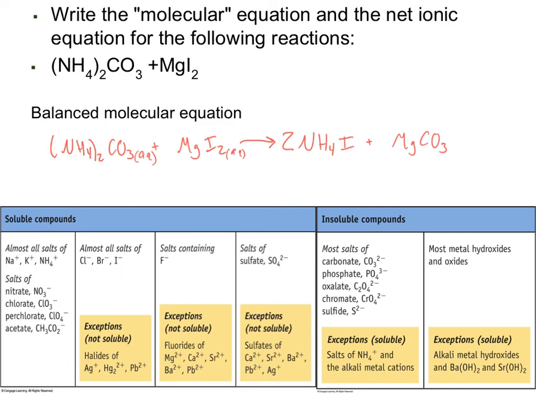On our product side, once again, almost all salts of ammonium are soluble. We don't see iodide as an exception. And similarly, almost all salts of iodide are soluble, and ammonium is not an exception. And so we can see that ammonium iodide will remain aqueous. Magnesium carbonate, on the other hand, most salts of carbonate are insoluble. And magnesium is not an exception to that. And so magnesium carbonate will be insoluble and thus will form a solid precipitate.